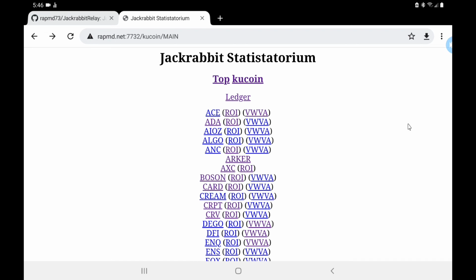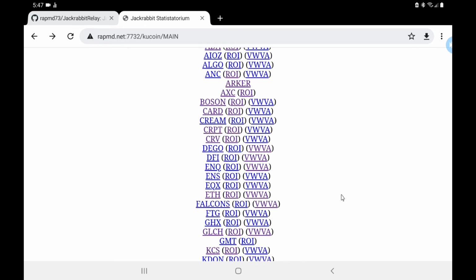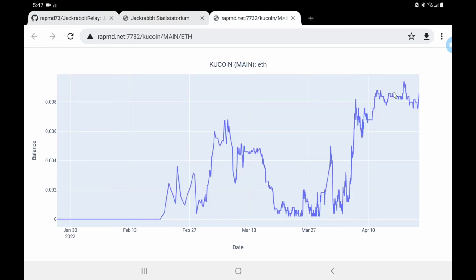Okay, now we are back at the Statistorium, and I want to go through some of the changes I've made in my own trading and show the relevancy of how this new data has helped me make those changes. Let's start with Ethereum. Here are my current holdings, and you can see exactly how much I'm holding and how much I'm trading.